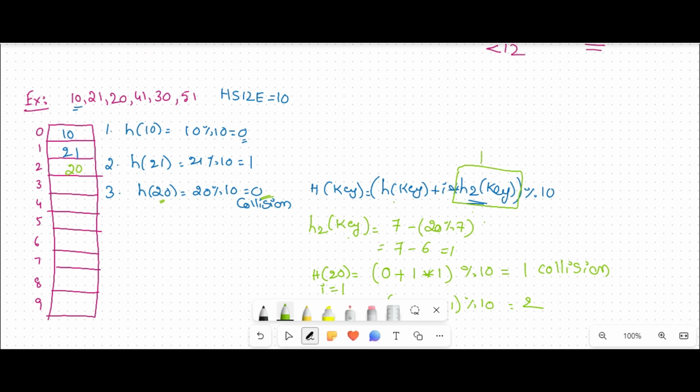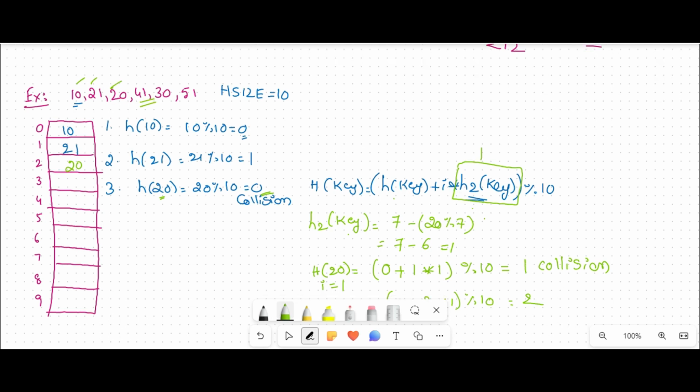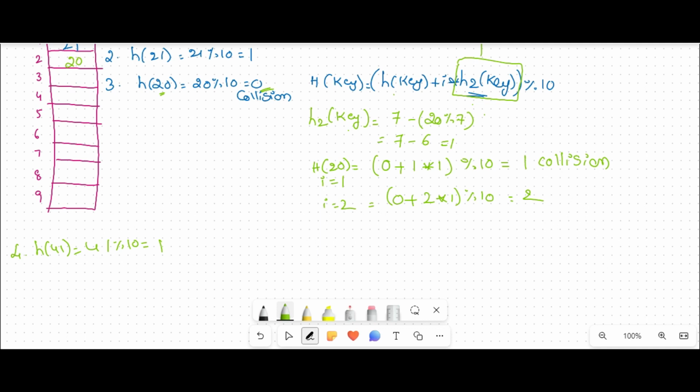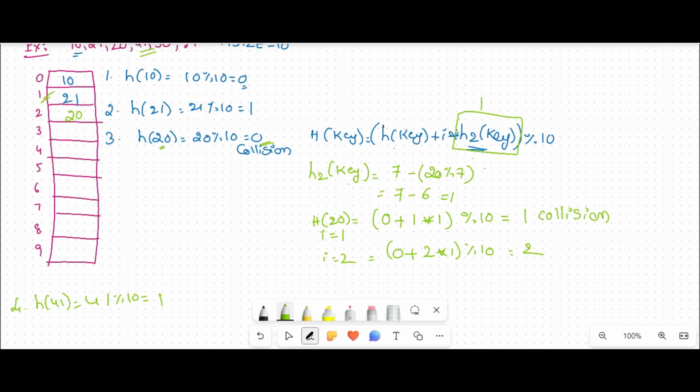Now after 20, what is the next element? 10 completed, 21 completed, 20 completed. Now consider the element 41. The fourth element, small h of 41 equal to 41 modulus 10, which is equal to 1. The first bucket is already full, so a collision occurred. Then what shall we do here? We will calculate hash 2 of key. Hash 2 of 41 equal to 7 minus 41 modulus 7, which is 7 minus, 7 5s are 35, so it is 6 again, which is equal to 1.